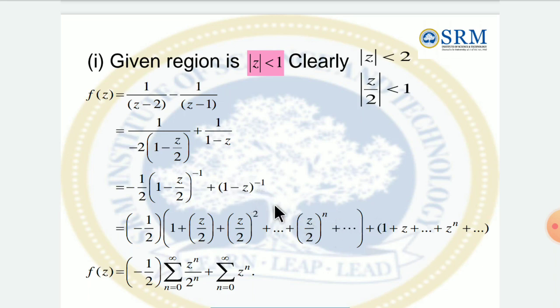What about mod z less than 1, right? So it comes 1 plus z square etc z power n. So finally it is minus 1 by 2 summation n equal to 0 to infinity the nth term z power n by 2 power n, right? And plus sigma n equal to 0 to infinity the nth term is z power n. Here we get two terms.